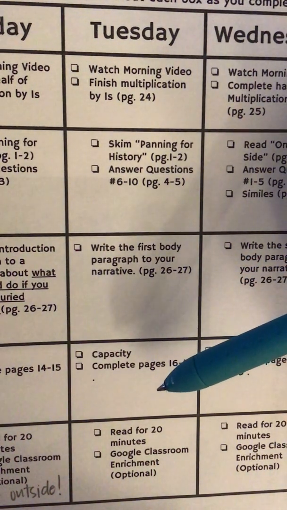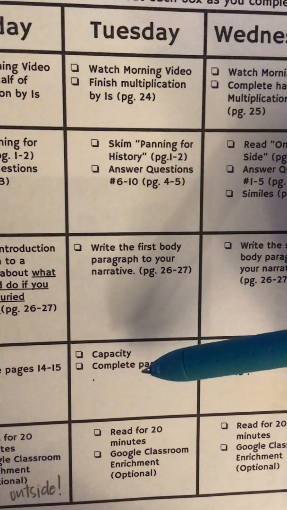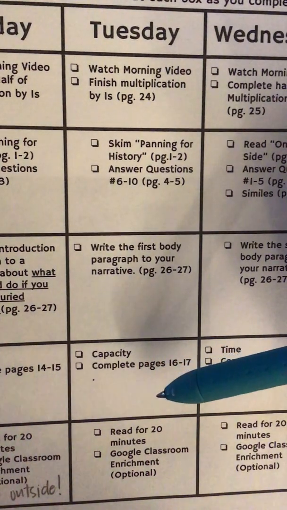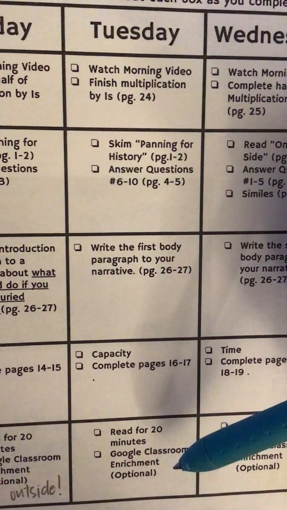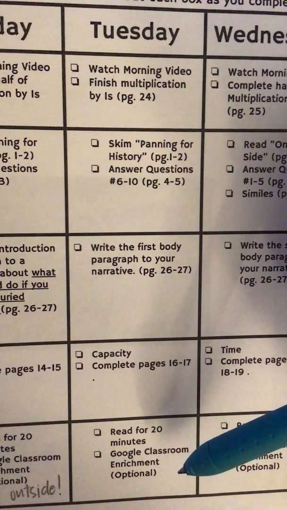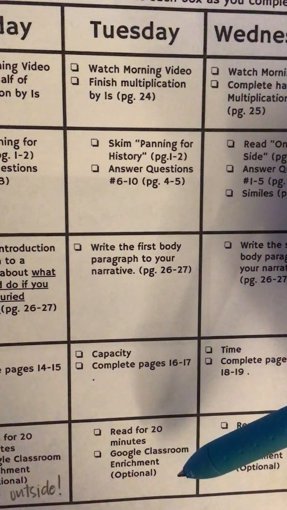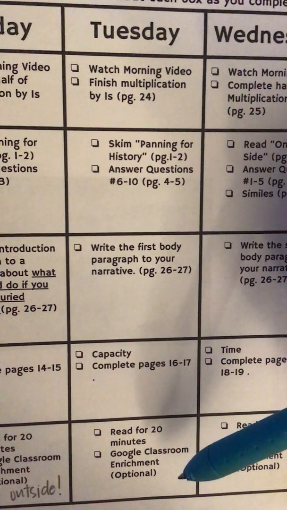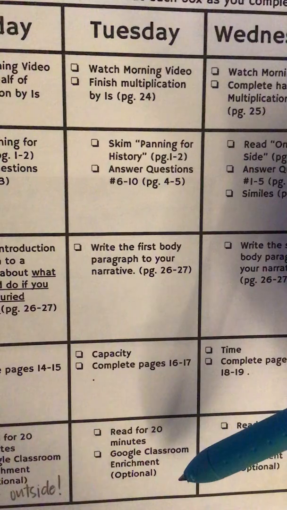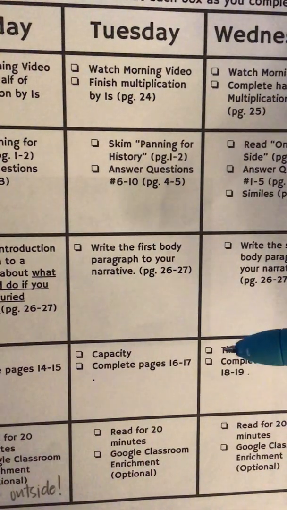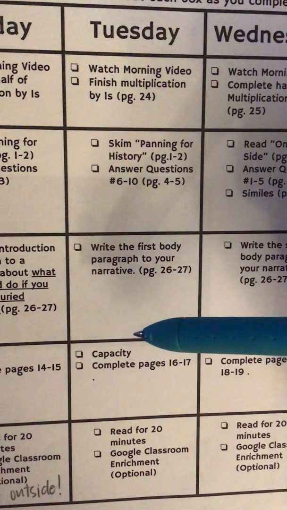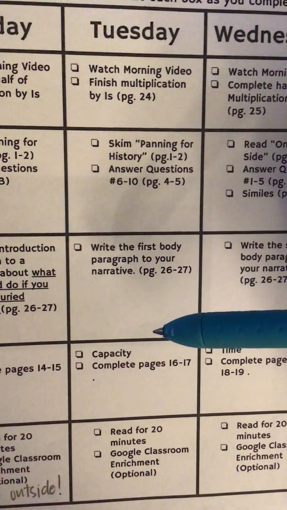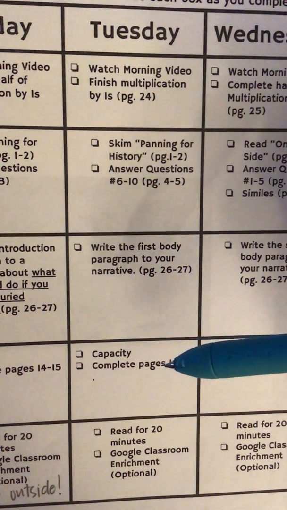For math, you are doing capacity, and I'll go over a few of those with you, and then read for 20 minutes, and then the Google Classroom enrichment links that I will post. Play around with those. There's some really cool ones this week, so I hope that you'll access some of them if you're able. And as far as that narrative body paragraph, remember you're aiming for at least 5 sentences.